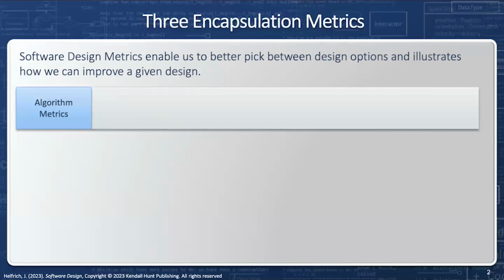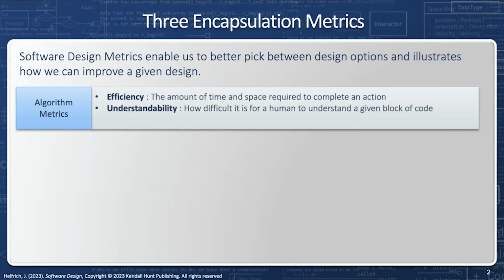One of them is algorithm metrics, and we're familiar with algorithmic efficiency, the amount of time and space required to complete an action, otherwise known as big O notation. O sub 1, or constant time, is better than O sub n, which is linear. Understandability is how difficult it is for a human to understand a given block of code. And this is critical because we really want the person who's fixing a bug to understand the intent of the code. And understandability helps us to measure that.